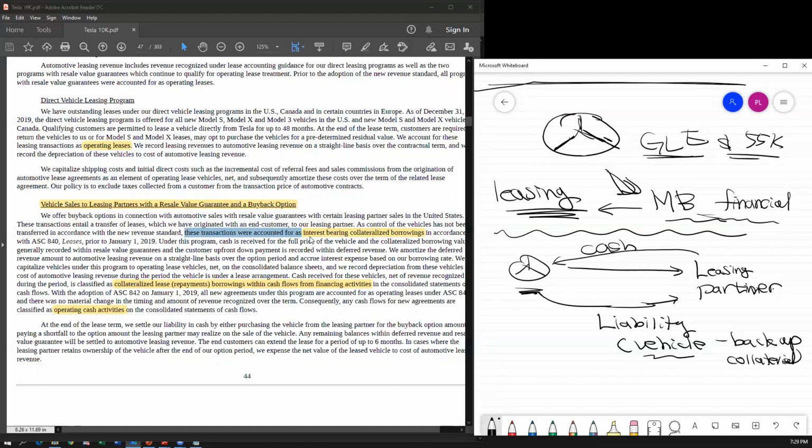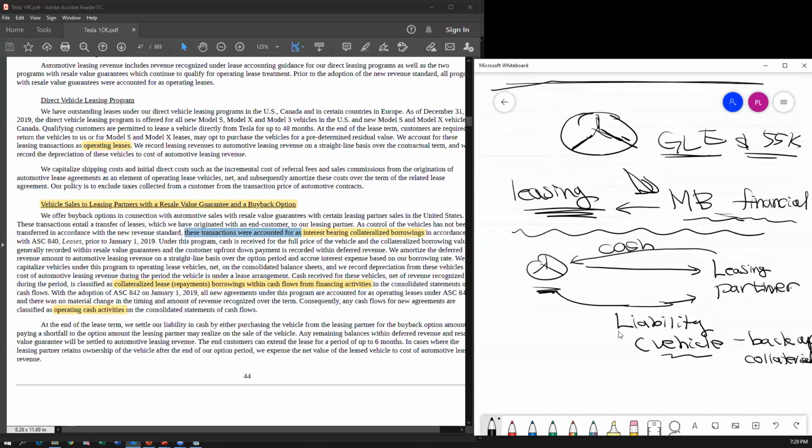So it looks very weird from the general public's perspective. Even though Mercedes-Benz is selling a car to a leasing partner, according to accounting, it is considered as borrowing money from the leasing partner.